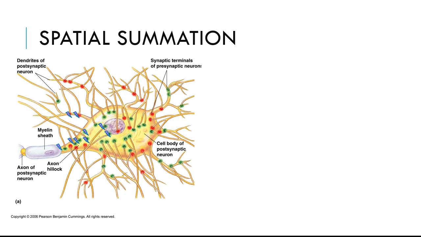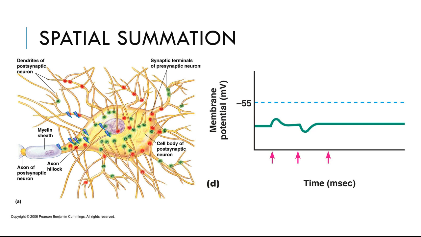So what's the difference between temporal versus spatial summation? It may, but how could we? They could all be excitatory. They could all be inhibitory. It may be a mixture. There's more than one presynaptic cell. Very good. That's spatial summation.